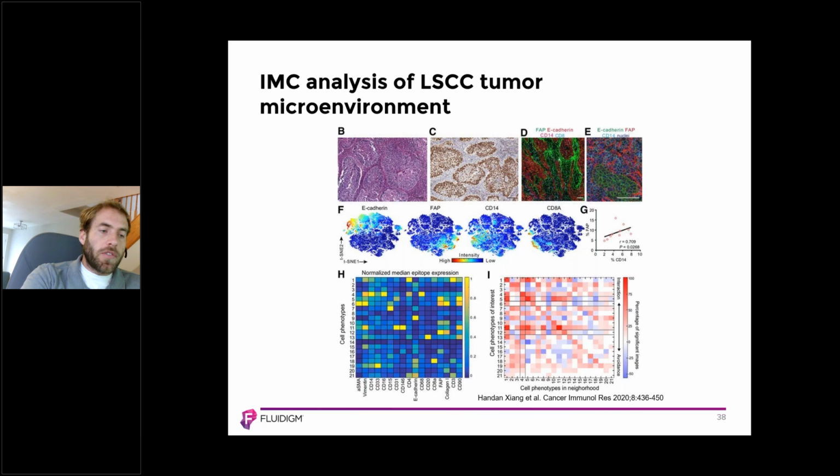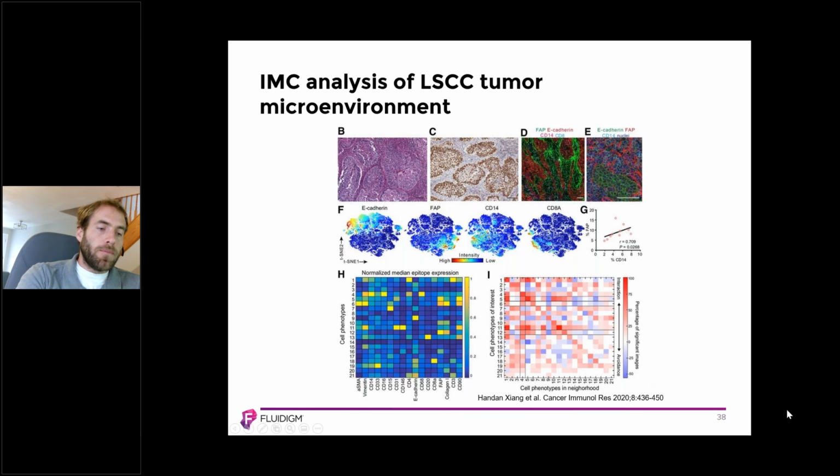And what the authors found is that high levels of FAP positive CAFs correlated with high levels of CD14 positive myeloid cells. Phenotypic analysis of the data showed several clusters, including here clusters 5, 6, and 12, with high FAP, smooth muscle actin, collagen, and CD9 expression, which is indicative of CAFs, right? So here you can see cluster 6, it's expressing smooth muscle actin, it's expressing vimentin, it's expressing FAP, right?